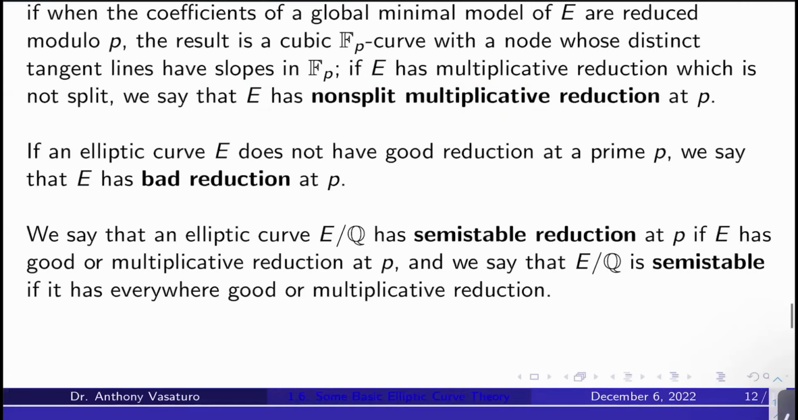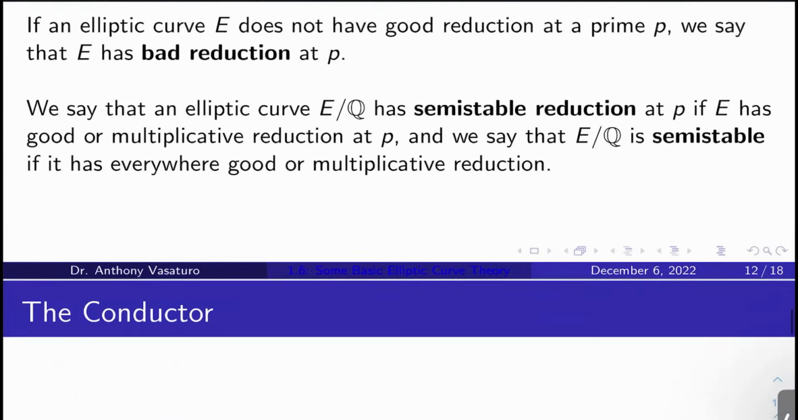If an elliptic curve E does not have good reduction at a prime P, we say that E has bad reduction at P. So bad means multiplicative or additive. And then we say that an elliptic curve E over Q has semi-stable reduction at P if E has good or multiplicative reduction at P. So the reduction isn't too bad, basically. And we say that E over Q is semi-stable if it has everywhere good or multiplicative reduction, meaning at every prime P, the reduction is good or multiplicative.